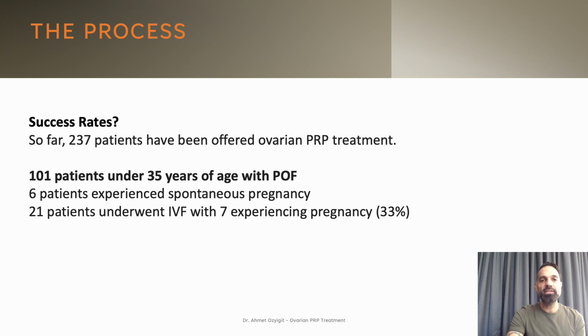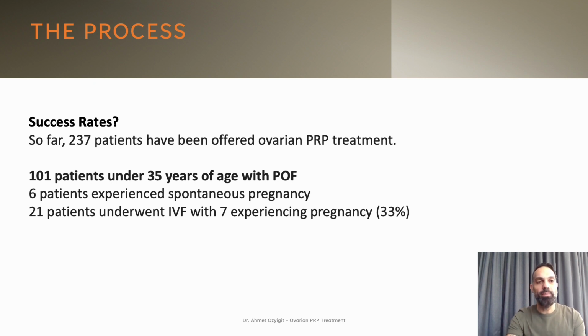Okay, let's talk about success rates. So what do we know about success of ovarian PRP? Now, so far, we've treated about 237 patients with ovarian PRP treatment. It's actually more than that, but we've kept statistics for the 237 patients. And 101 patients out of these 237 were under the 35 years of age limit, and they were diagnosed with premature ovarian failure.